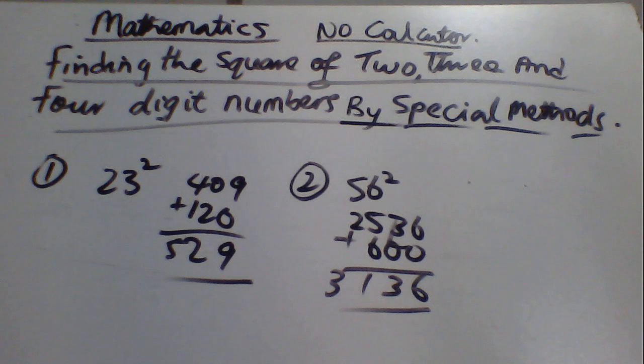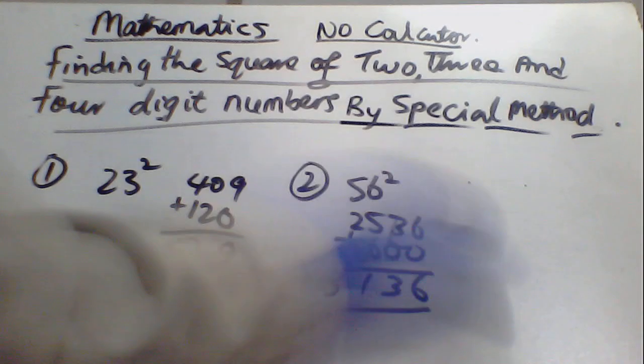Now, in order to find the square of 2, 3, or 4-digit numbers, we will use a special method to do that. We are to make use of a special method to find the square of these numbers. Alright, let's go into the method we have.